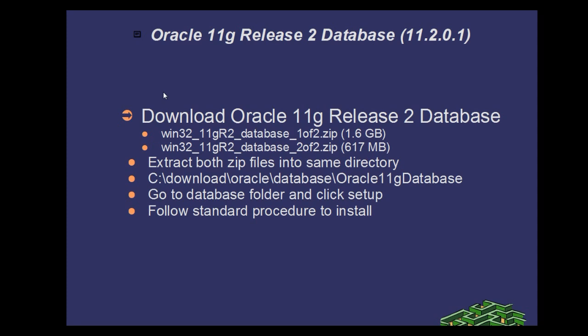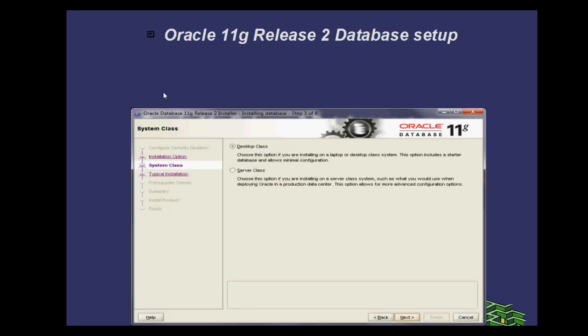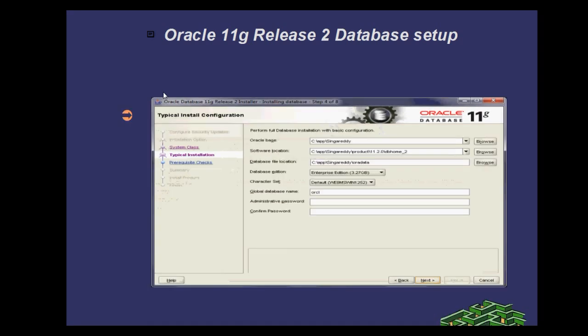Just follow the standard procedure to install your database on a Windows platform. Create and configure a database, choose the desktop class, and on the third screen just take the default. Your global database name is ORCL, and set up your administrative password and confirm the password. Just follow the steps and you will install the Oracle 11g database on your Windows machine.